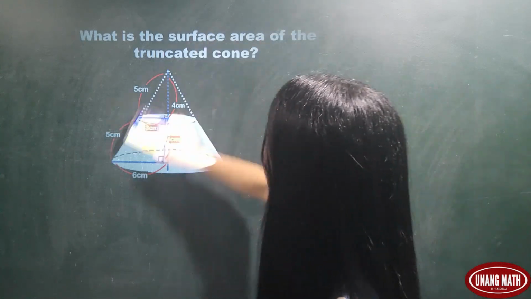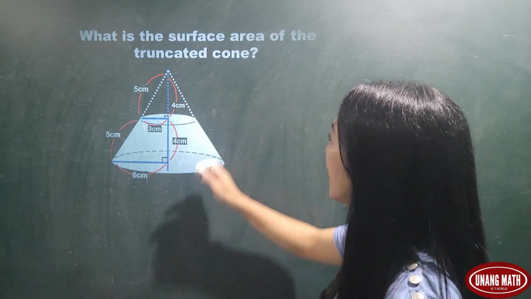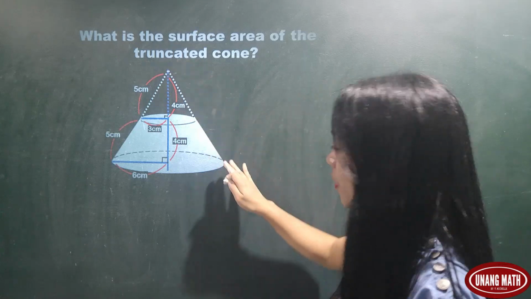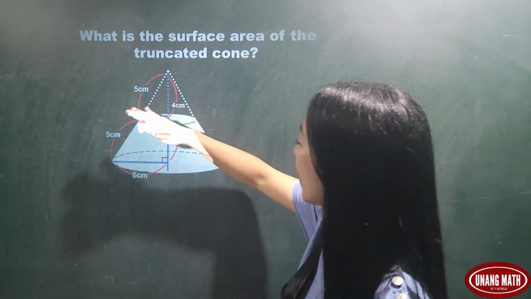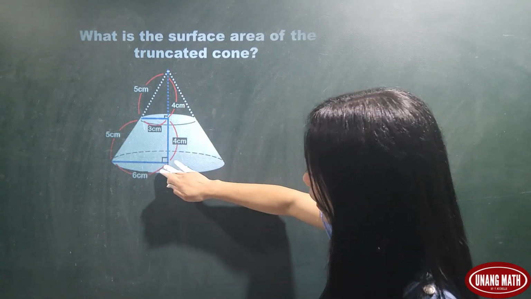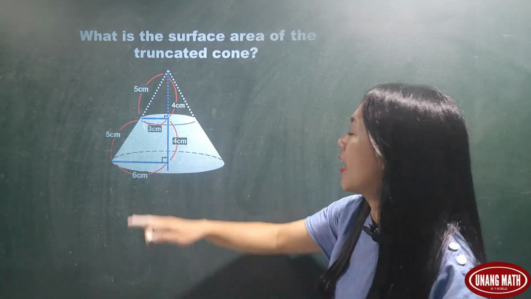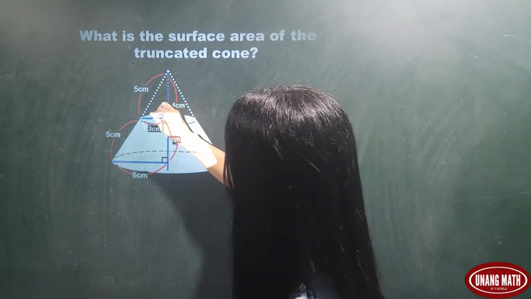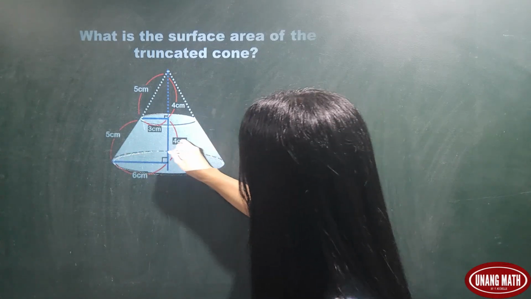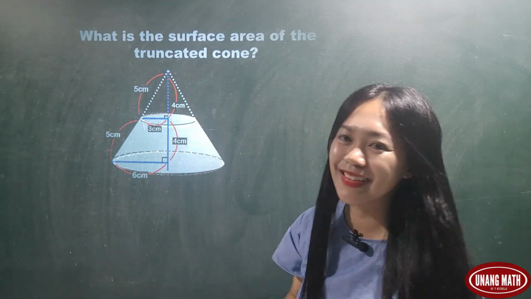What is the surface area of this truncated cone? Okay, what is a truncated cone? Originally, this is a cone, and when this cone is cut by a plane that is perpendicular to the base, then this truncated cone is formed. This truncated cone has two bases, this base and this base. This is bigger than this base.